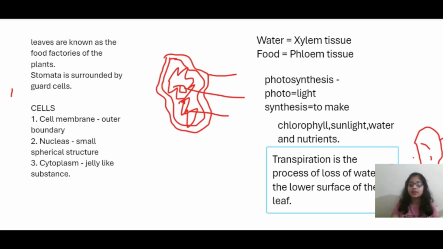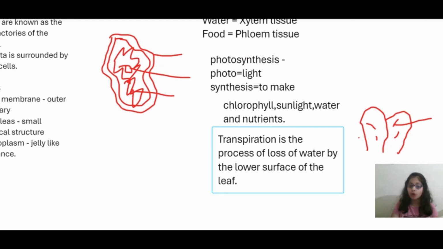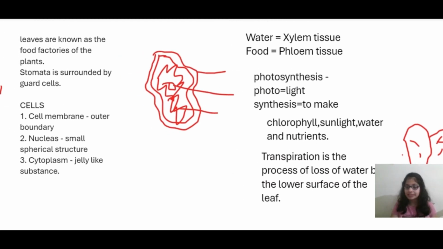As I have written over here, transpiration is the process of loss of water by the lower surface of the leaf. Over here, lower surface of the leaf indicates the stomata. The two functions of stomata are that it helps in the exchange of gases and it also helps in the process of transpiration. And stomata is surrounded by guard cells. What is stomata surrounded by? It is surrounded by guard cells.